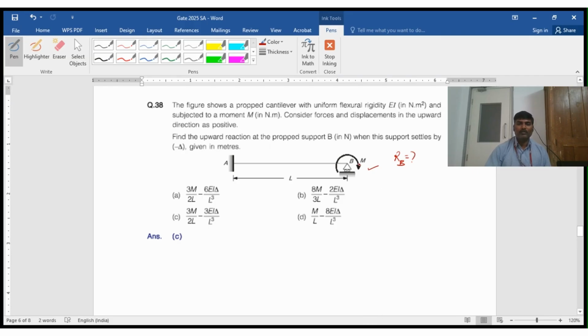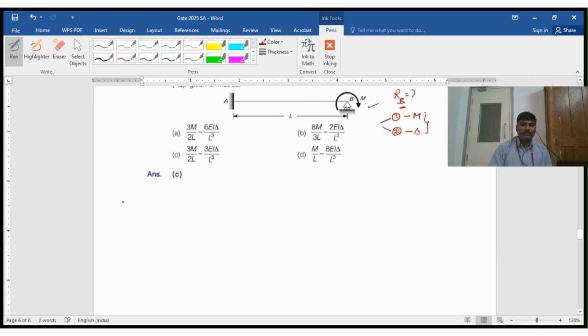So here, if you see, there are two things which are contributing to the reaction. One is the applied moment, the second one is the settlement given. So these two are contributing to the reaction at B. So we need to find the two things separately and then add up according to their sign. Now first I'll take the moment applied at the end B. So let us see what will be the reaction value from the applied moment.